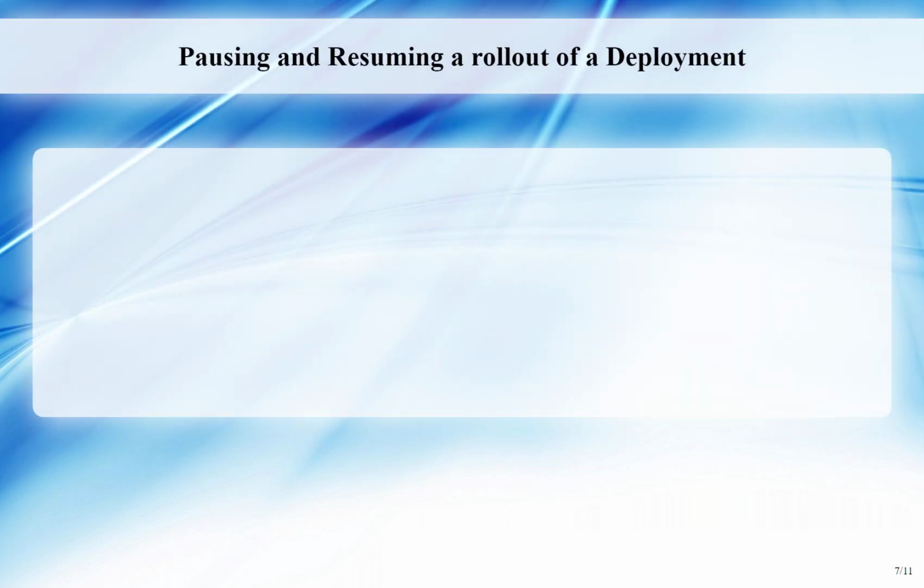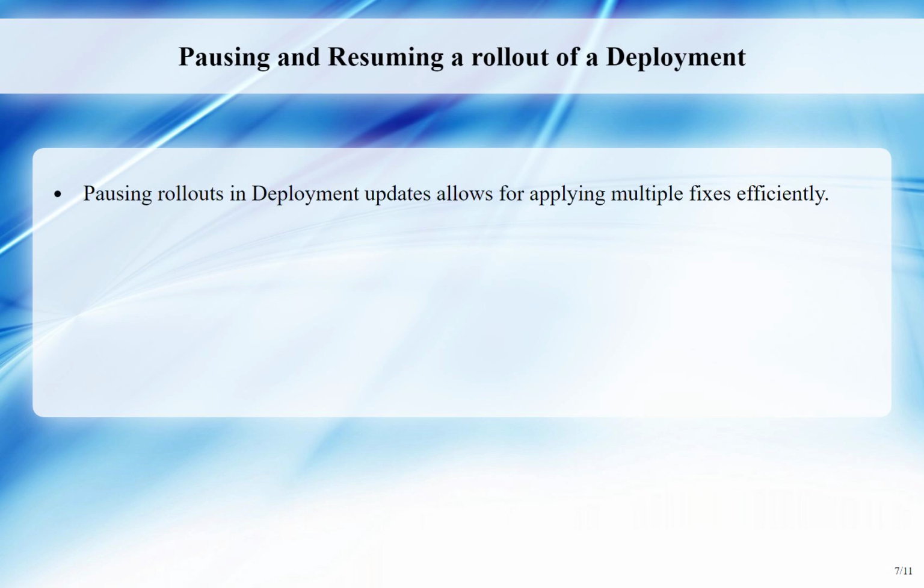Pausing and resuming a rollout of a deployment. When updating a deployment, you have the option to pause rollouts before triggering updates, allowing you to apply multiple fixes without unnecessary rollouts. This process involves getting deployment details, checking rollout status, and pausing the rollout using commands.